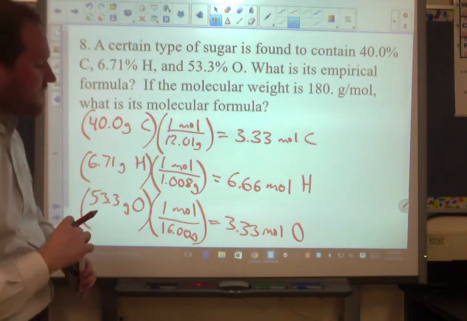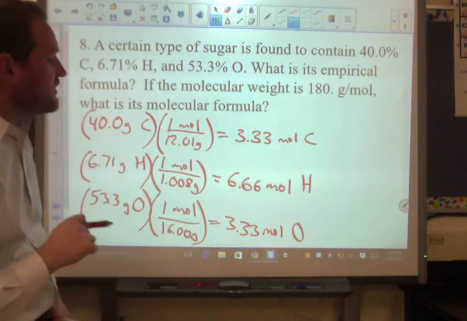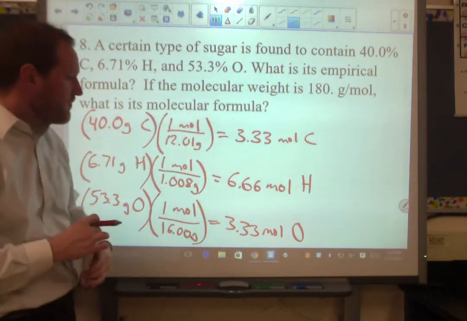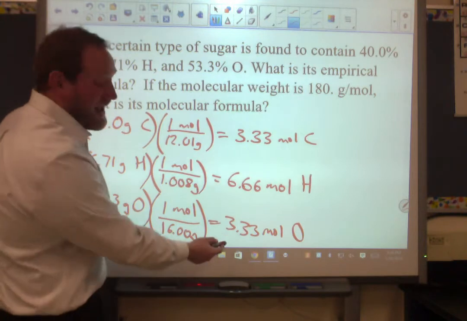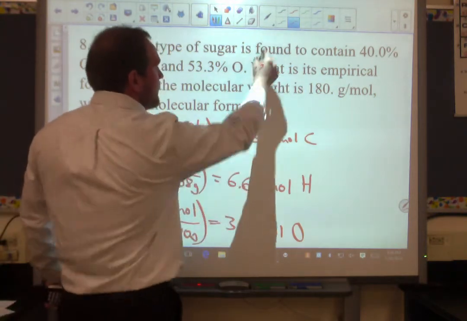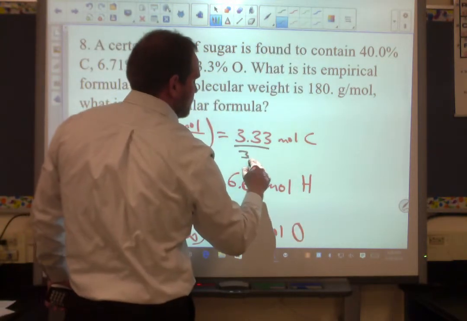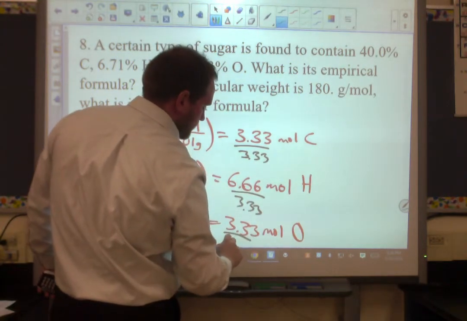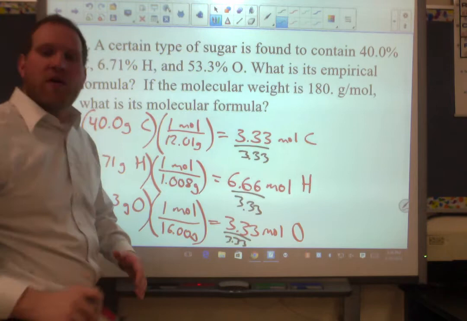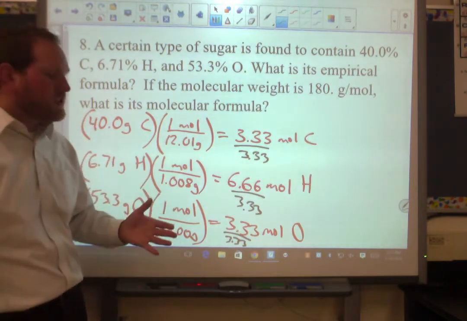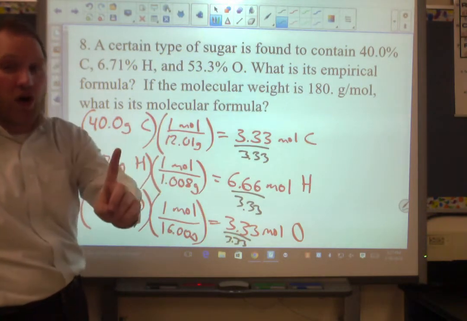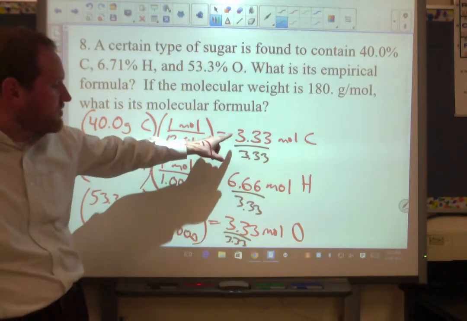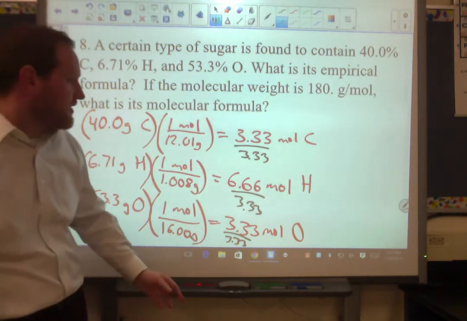If you recognize the ratio, you could just write it down. If not, you take the smallest number and divide each of them by that. So let's pretend you can't see the 1 to 2 to 1 ratio. This is the smallest number, as is this. Divide all three of them by 3.33. What you're essentially doing by dividing by the smallest number is forcing it to be a something to 1 ratio. In this case, it's now a 2.00 to 1 to 1 ratio. So it's very obvious now.